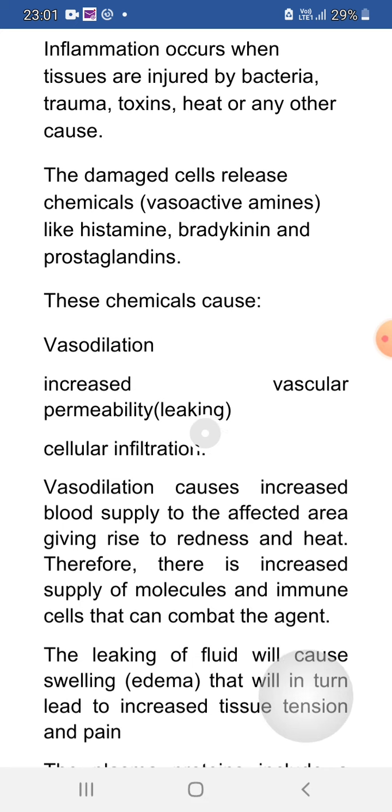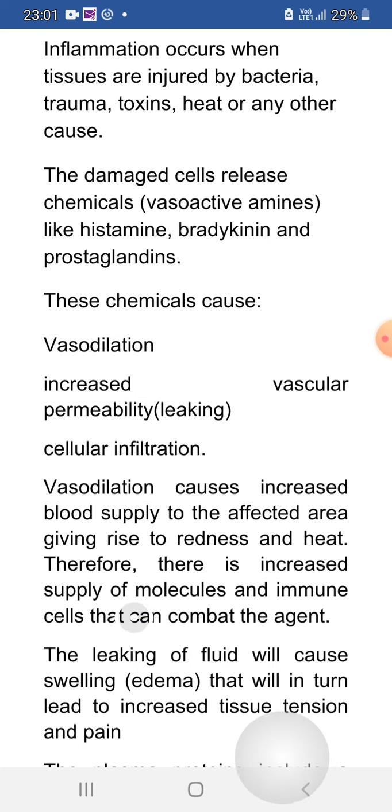So vasodilation, as I say, causes increased blood supply to the affected area. Because of that, many red blood cells come there, causing the place to be red. The activity creates a lot of heat, so the place also becomes hot.